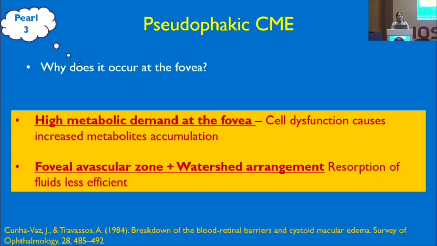Now, why does it occur only at the fovea and not at the other parts of the macula? There is a high metabolic demand at the fovea. The cell dysfunction causes increased metabolite accumulation, and because of the foveal avascular zone and watershed arrangement.